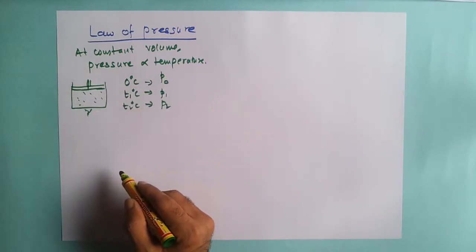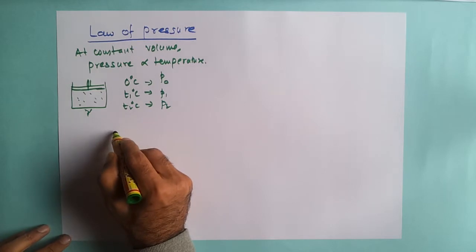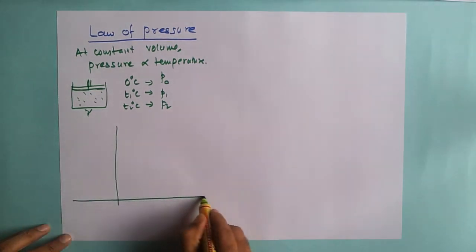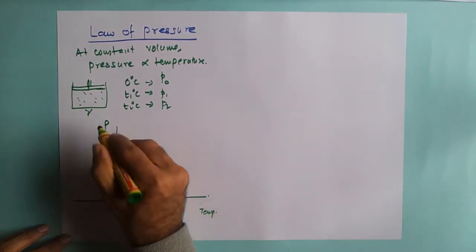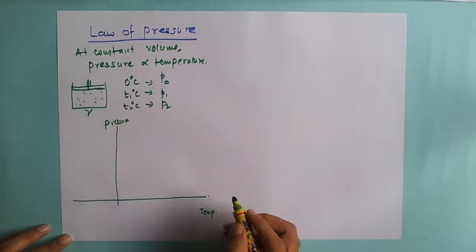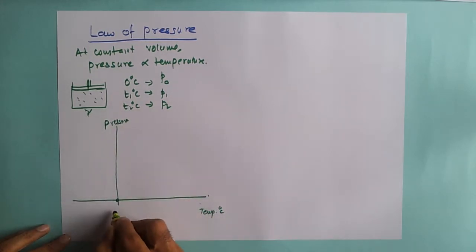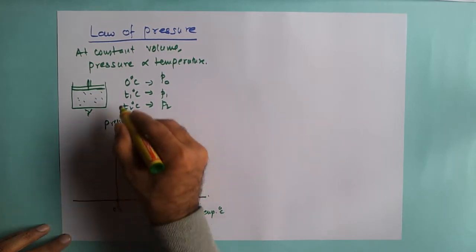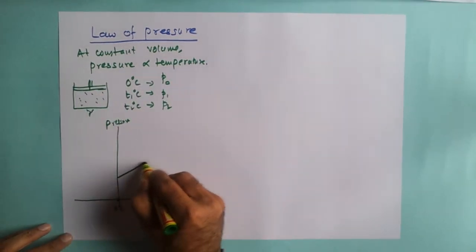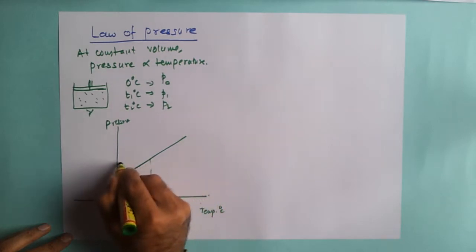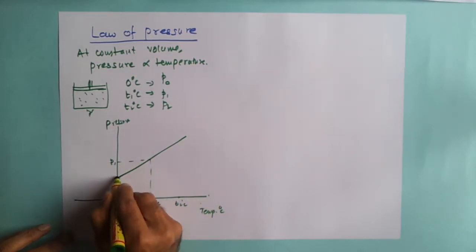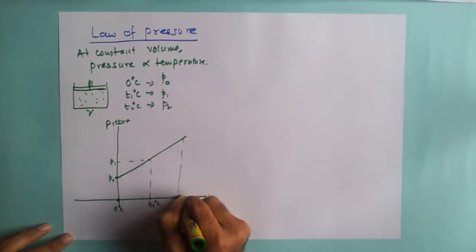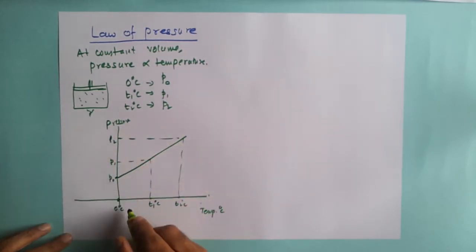So this is the base of the law of pressure. Again, we will do the same thing as we did in the previous video on Charles's law. Let us say we plot a graph of pressure versus temperature. Temperature is in degrees Celsius, so this becomes 0 degrees Celsius, and let us say this is temperature T1 degrees Celsius and temperature T2 degrees Celsius. Since pressure is proportional to temperature, we get a straight line graph. This is P1, this would be P0, and this would be P2.